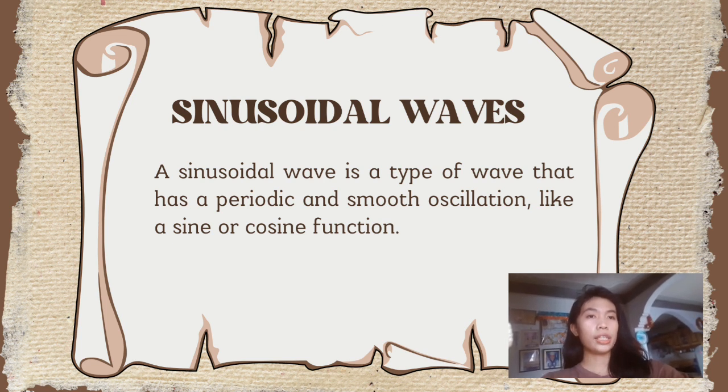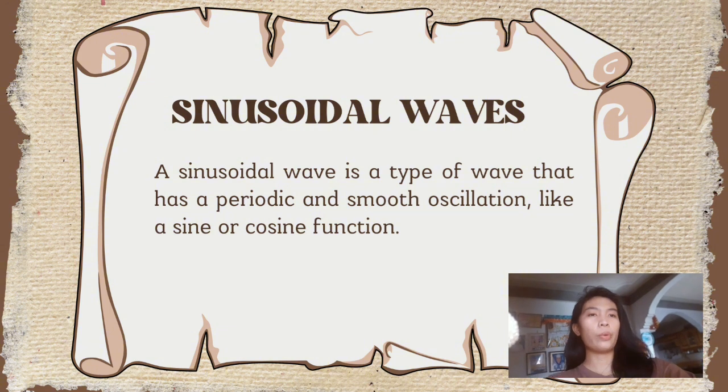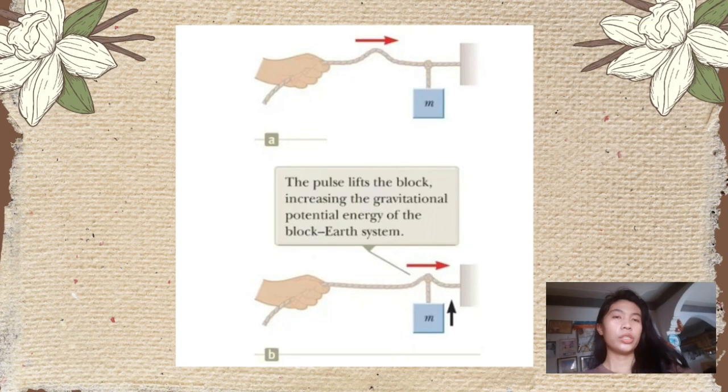The rate of energy transferred by a sinusoidal wave on a string is the average power that the wave delivers to a point on the string as it passes by. It depends on the amplitude and the frequency of the wave, as well as the properties of the string. The larger the amplitude and the frequency, the more energy the wave carries. The higher the tension and the lower the mass per unit length, the faster the wave travels and the more power it delivers. For example, the pulse lifts the block, increasing the gravitational potential energy of the block-Earth system.